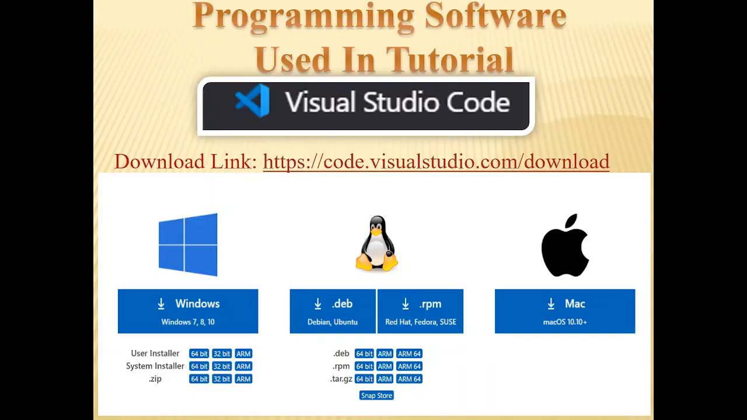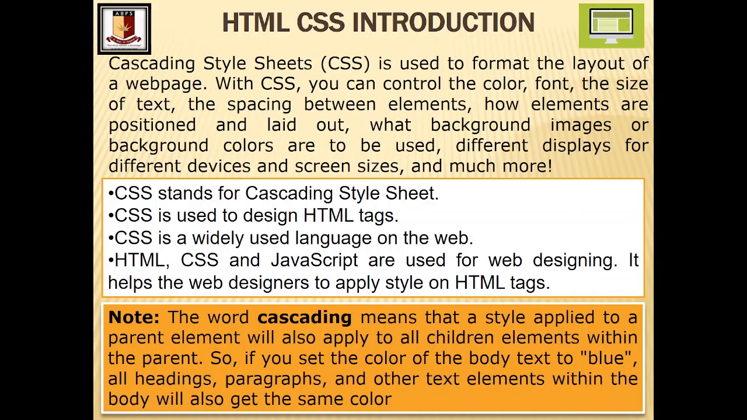So let's start. The software I am using for developing this web page is Visual Studio Code. You can download it from the given link, or you can Google it, and according to your system architecture you can download either the 64-bit or 32-bit version. HTML CSS I have already taught you in the previous tutorial. If you want to know more about CSS, you can go through the previous tutorial.